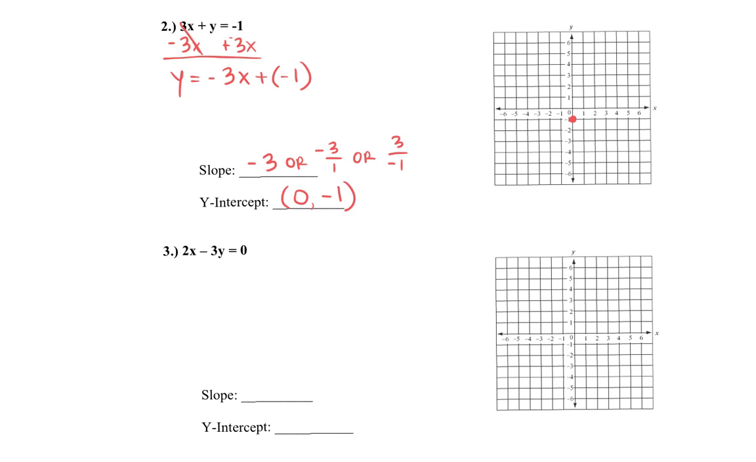I put that on the graph first, and I can either count down and right or up and left. So I'm going to actually count both ways, or up and left. And from there I can make my line. And again, I can see right from the beginning my slope is negative, so I do know that my line needs to be falling, which it is.